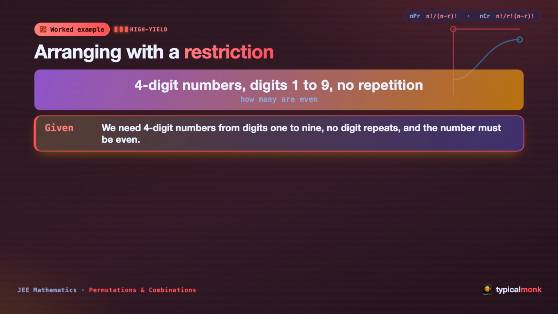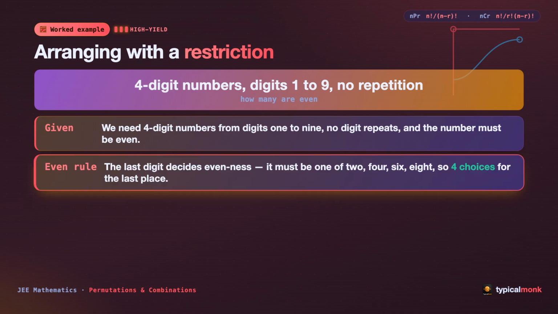Step 1. Write down what is given. We need 4-digit numbers, digits from 1 to 9, no digit repeats, and the final number must be even. Step 2. The even rule. A number is even only because of its last digit. So the last digit must be 2, 4, 6 or 8. That is 4 choices for the last place.